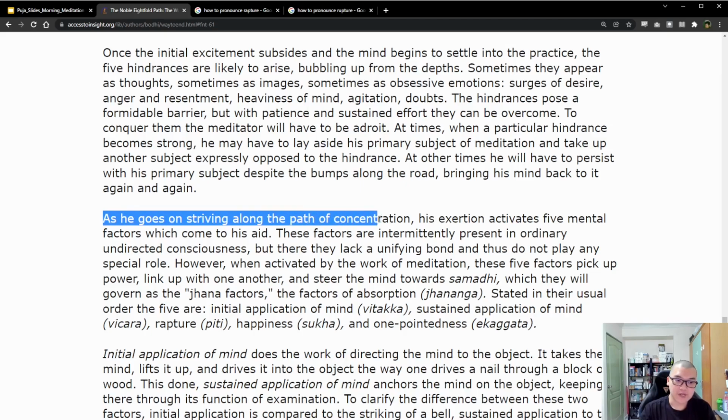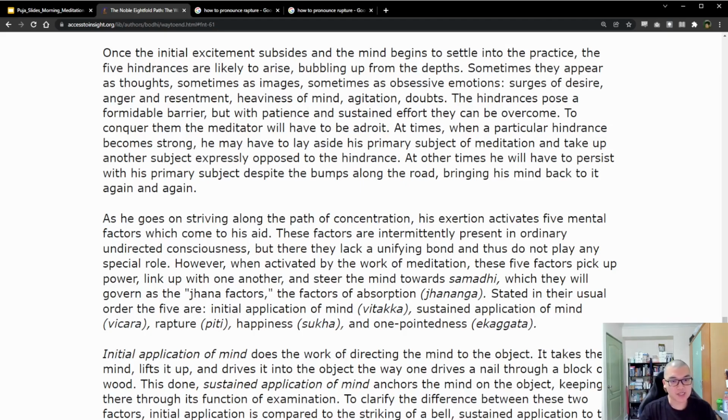As he goes on striving along the path of concentration, his exertion activates 5 mental factors which come to his aid. These factors are intermittently present in ordinary undirected consciousness, but there they lack a unifying bond and thus do not play any special role. However, when activated by the work of meditation, these 5 factors pick up power, link up with one another, and steer the mind towards samadhi, the right concentration, which they will govern as the jhana factors.